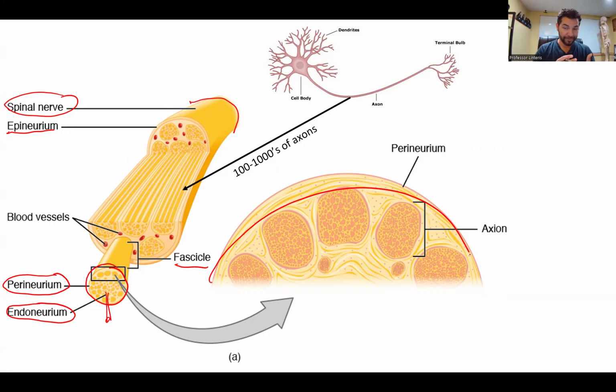A nerve and a neuron are different. A nerve is a group of neurons. Now, these messages are carrying both sensory and, or I should say, the nerve is carrying both sensory and motor messages.